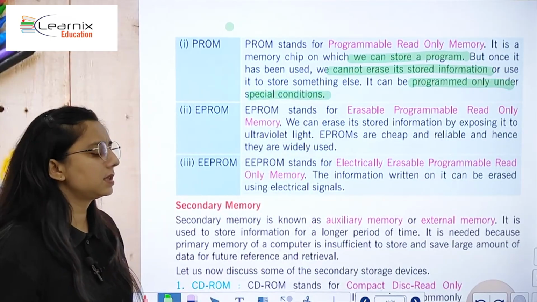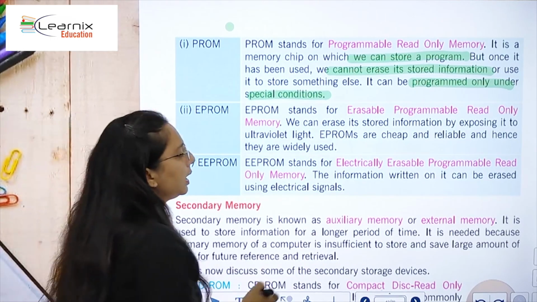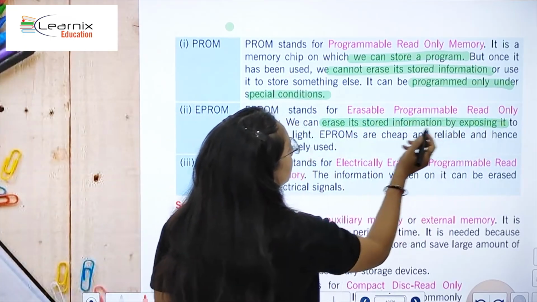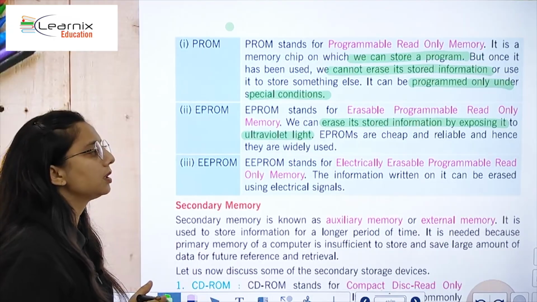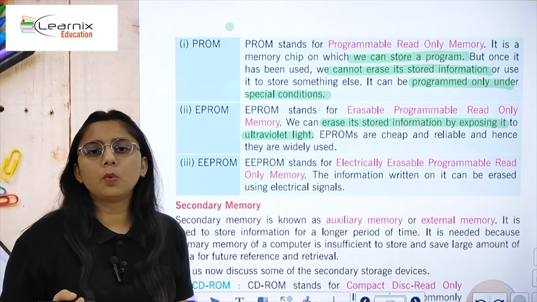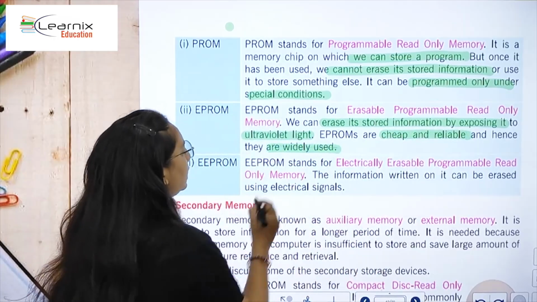Next is EPROM. It stands for Erasable Programmable Read-Only Memory. It can erase its stored information by exposing it to ultraviolet light. It is cheap and very reliable, and it is widely used. It is cheap, reliable, and widely used.